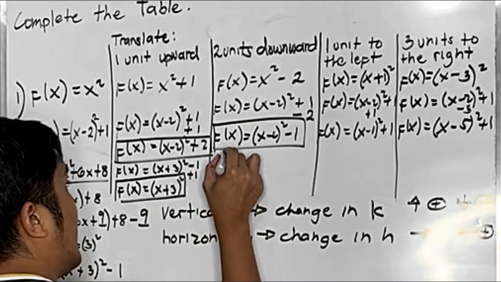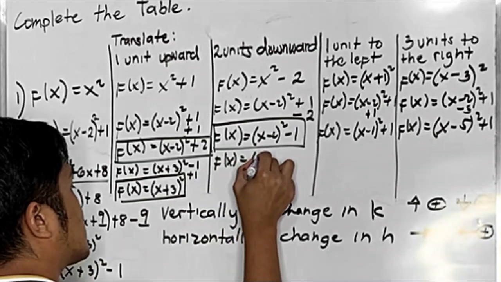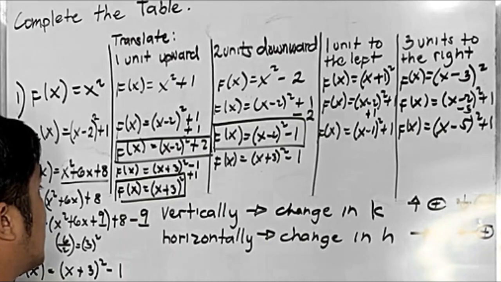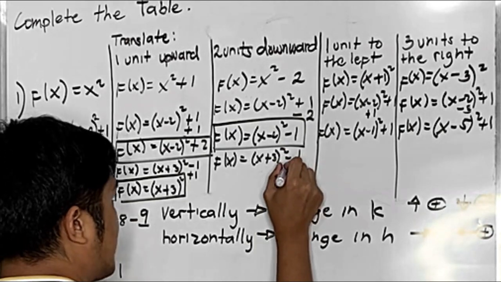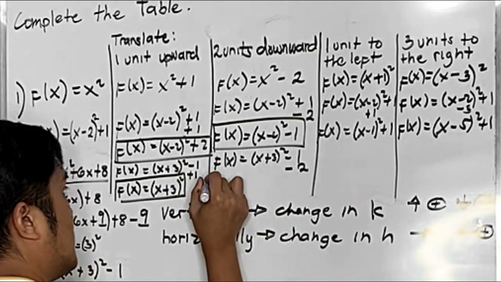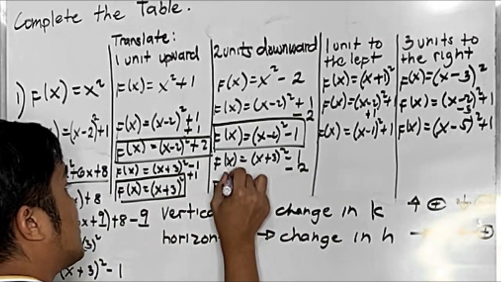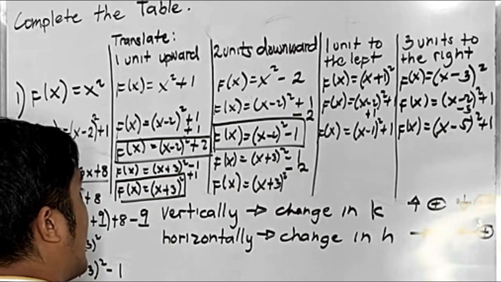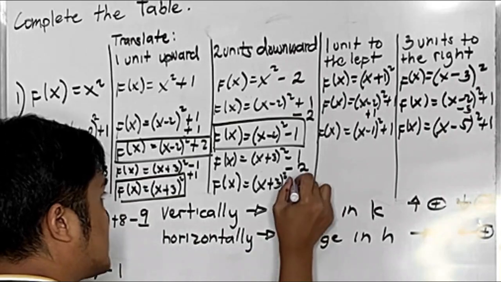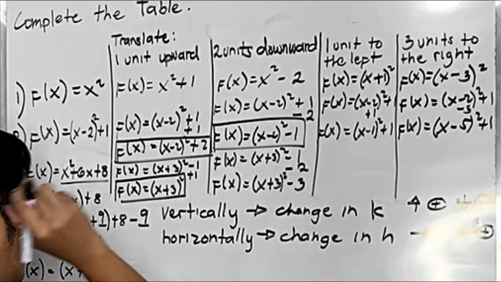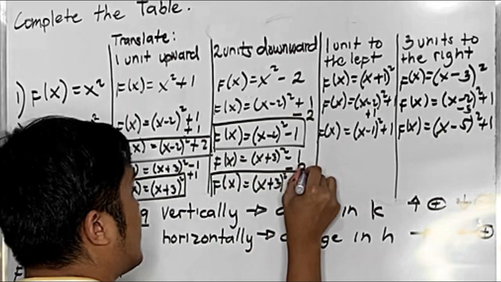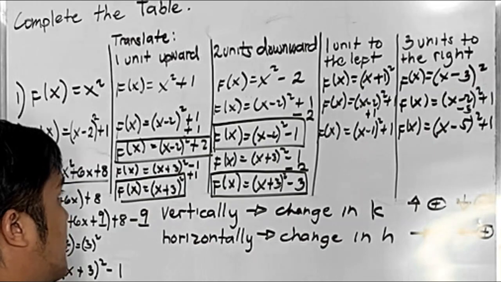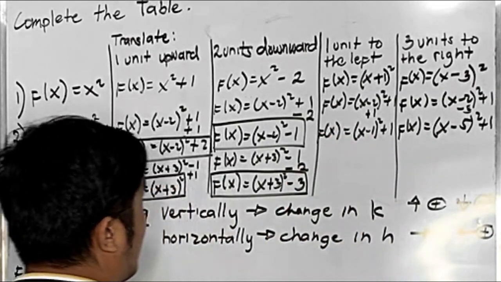Now let's have f of x is equal to (x plus 3) squared minus 1, and you want to move it 2 units downward. So you will be subtracting 2 units from our k. So our final function will be f of x is equal to (x plus 3) squared, negative 1 minus 2 is negative 3. Therefore, our final function will be f of x is equal to (x plus 3) squared minus 3.